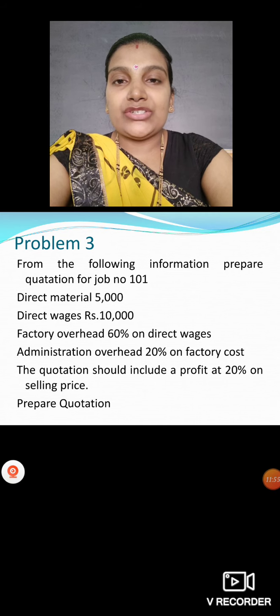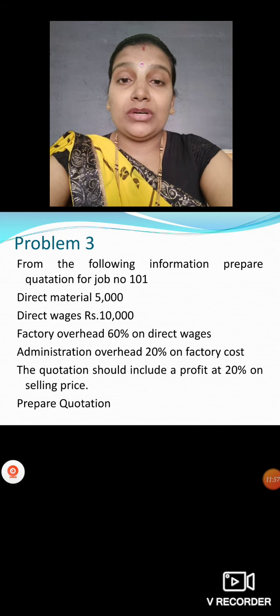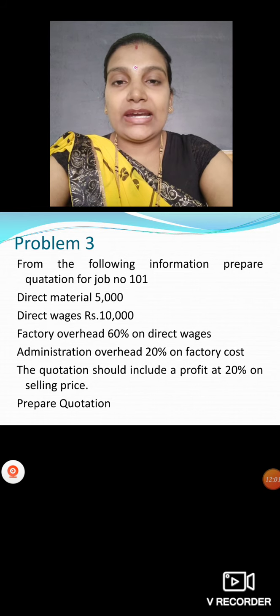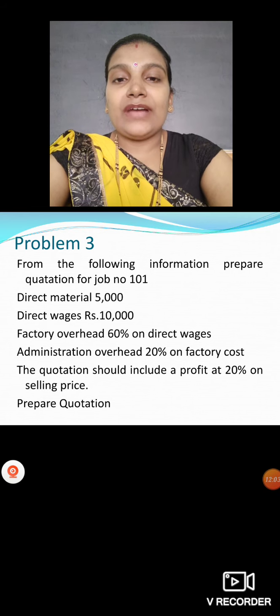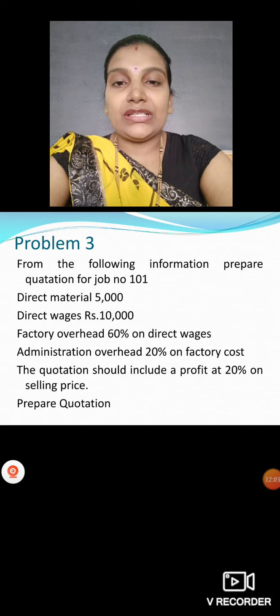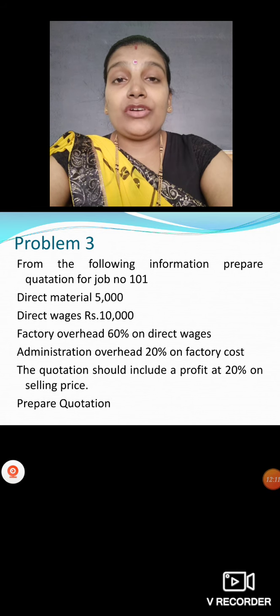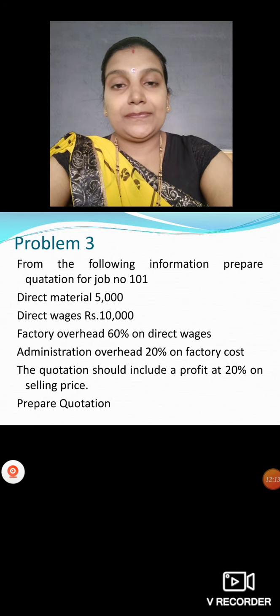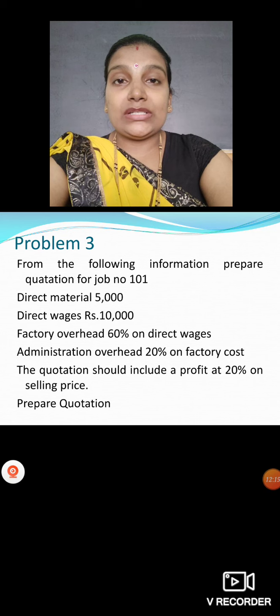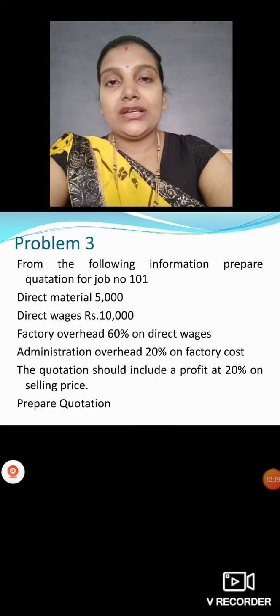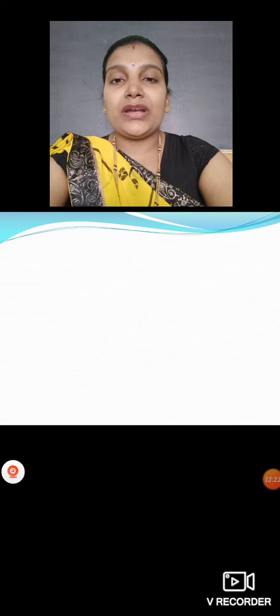From the following information, prepare quotation for job number 101. Direct material, they have given 5,000. Direct wages, you have 10,000. Factory overhead 60% on direct wages. Administration overhead 20% on factory cost. The quotation should include a profit of 20% on selling price. Okay. So 20% on selling price, 20 divided by 100, 1 divided by 5 you will get, right? So 1 by 4 on cost, prepare a quotation.